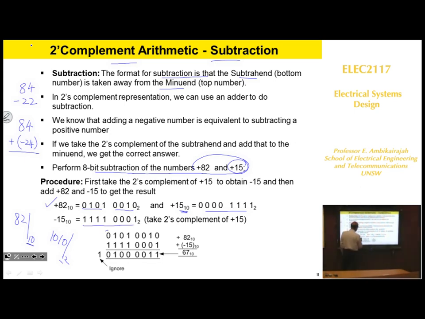Now you do an addition. That's your original number, and that's your negative number. You just keep doing the normal addition and ignore the carry. That result has to be right, because if you subtract 82 minus 15, you should get 67. 67 is a positive number, so the most significant bit has to be 0, and if you calculate the rest, it will be 67. This position is 64, this is 2 plus 1, so 64 plus 3 is 67.